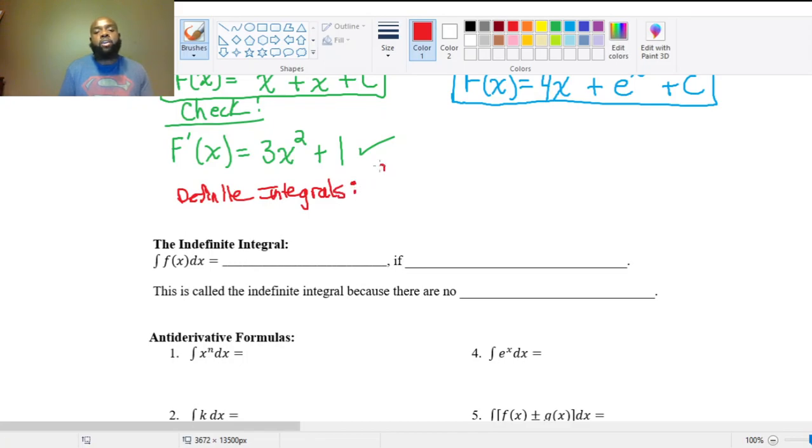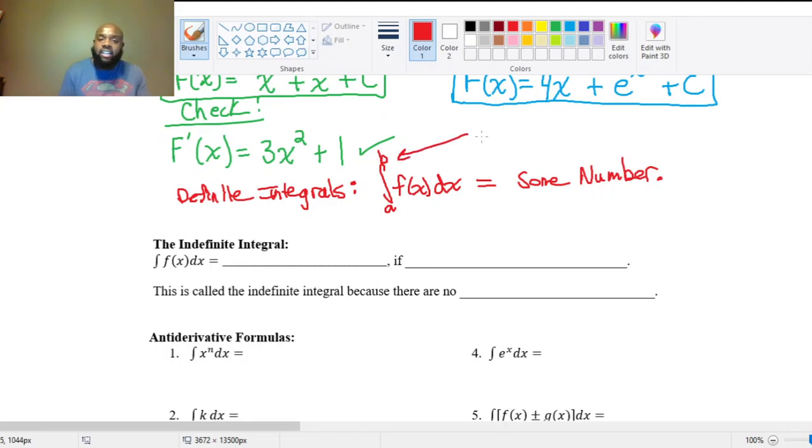Definite integrals are integrals with limits of integration, right? Integral from a to b of f of x dx. This always equals some number. Notice it has limits of integration.